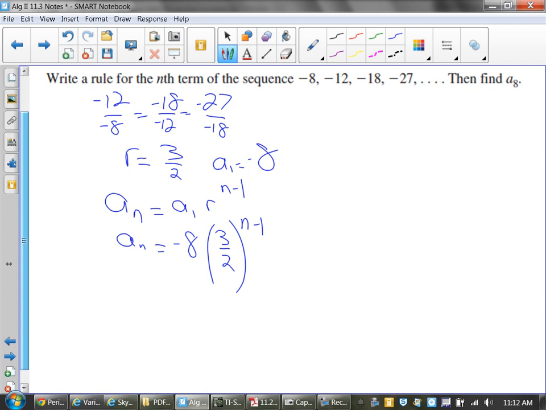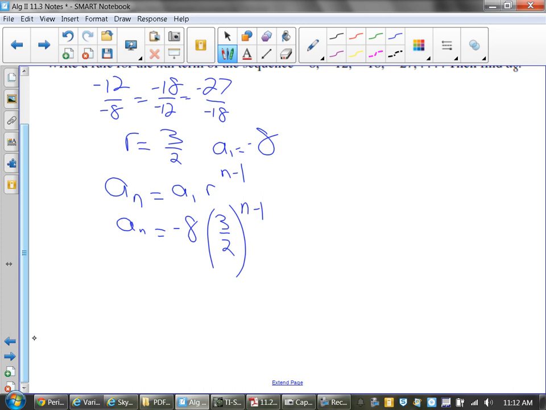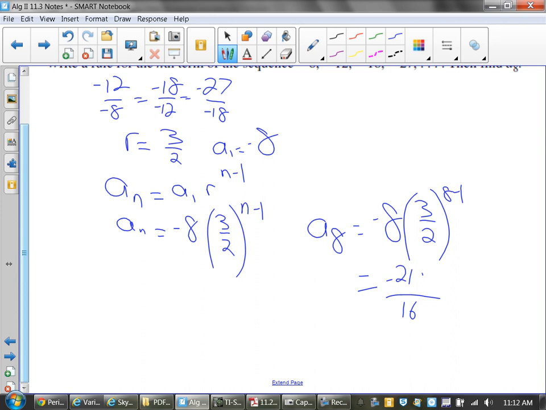When they want you to figure out what the 8th term in that sequence is, all you have to do is substitute in 8 for n. So the 8th term, and again, just use your calculator and type it exactly like this, and you won't screw it up. Your calculator will do all the work for you. Fraction, then math, enter. That's all it is.